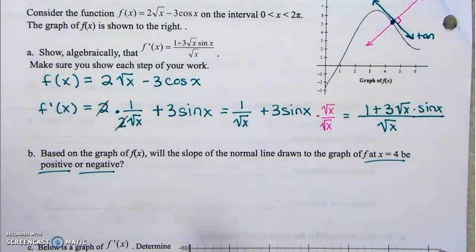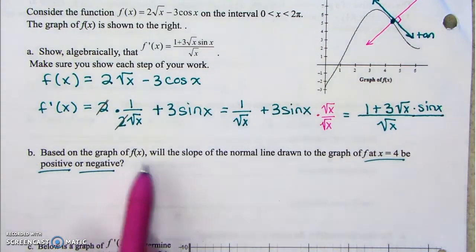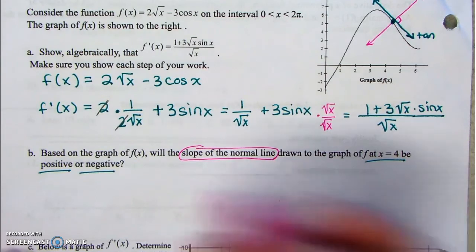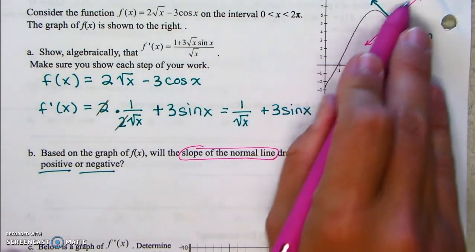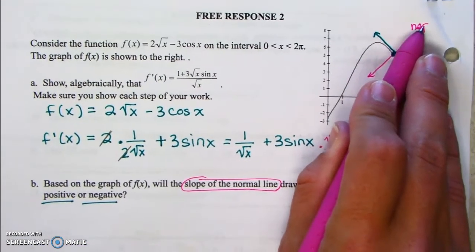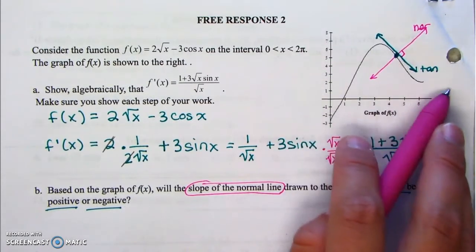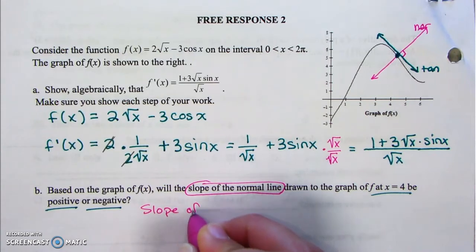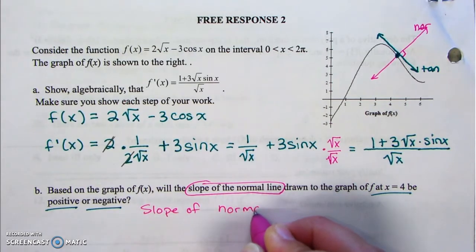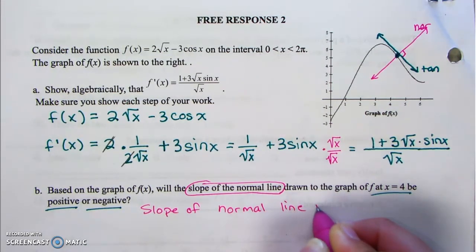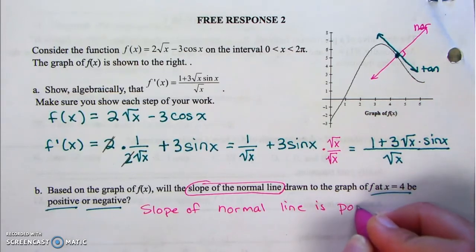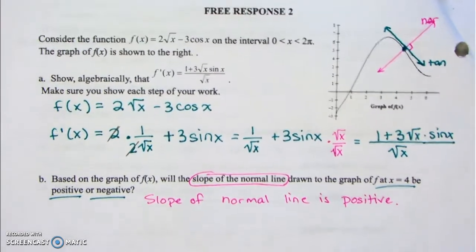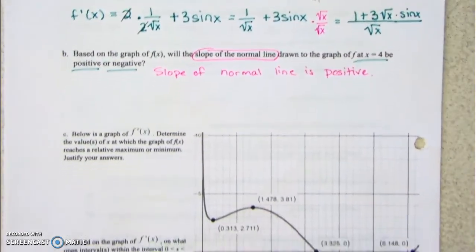What's the question here? Based on the graph of f of x, will the slope of the normal line be positive or negative? Okay, normal, it's going up. Oops, I couldn't see that part, sorry. So tangent's going down, normal's going up. Slope of normal line is positive. That's it.